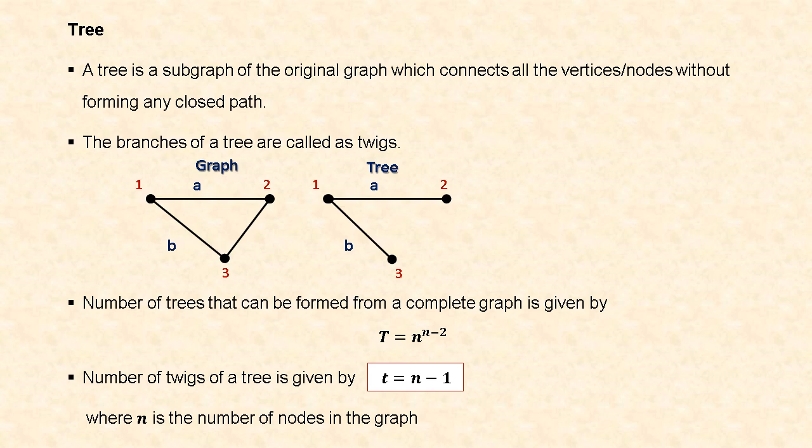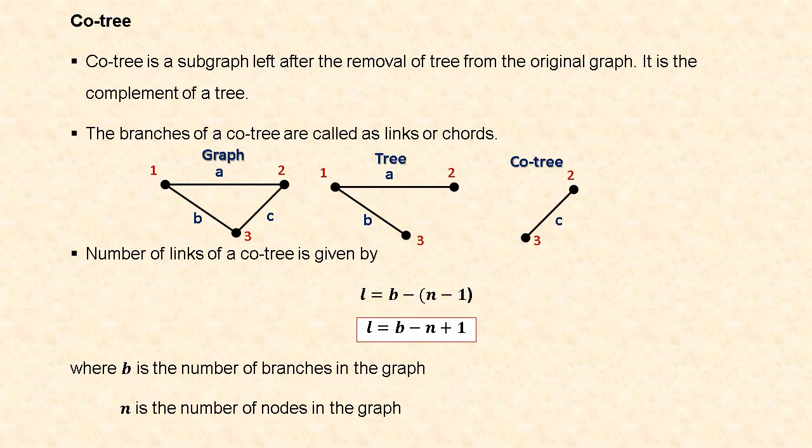The number of trees that can be formed from a complete graph is given by t is equal to n to the power n minus 2. Here n represents the number of nodes in the graph. Remember, this formula is valid only when the graph is a complete graph. Then the number of twigs of a tree, twigs being nothing but branches of the tree, is given by t is equal to n minus 1. Here also n represents the number of nodes in the graph.